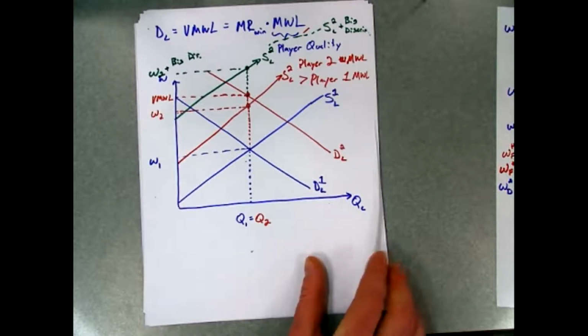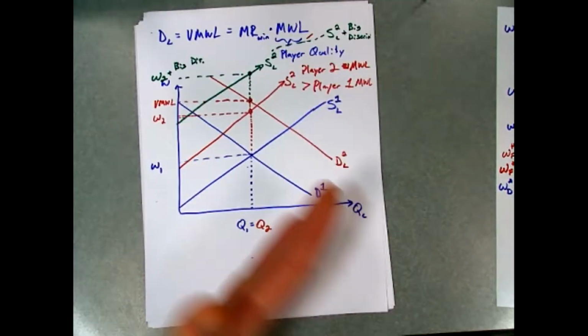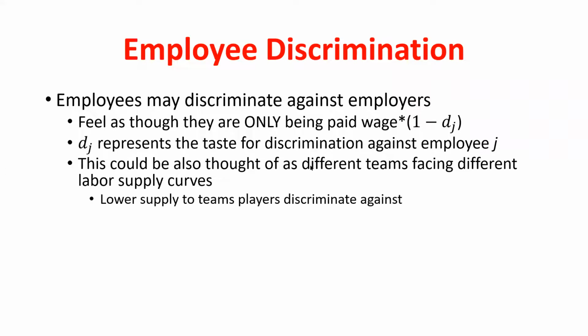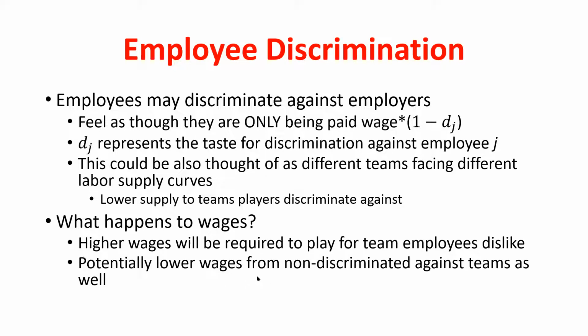Okay. So quality differences are going to be shifting this demand curve. Now we've got discrimination that potentially is going to influence that supply curve. So I've probably said a lot of this as we were working through the problems. So yeah, I already mentioned all of this. So what happens to wages? We saw higher wages if I'm playing on a team where I'm discriminatory towards the other employees, potentially lower wages, non-discriminating against team.